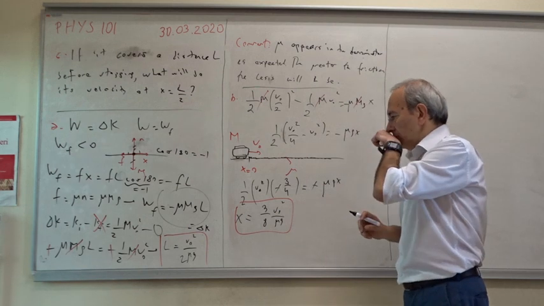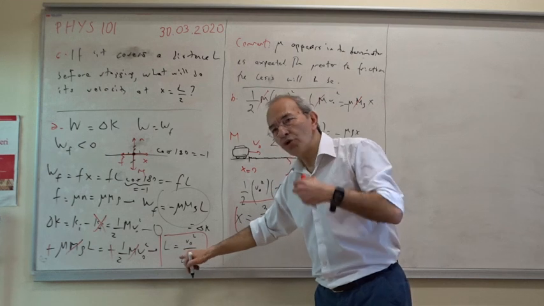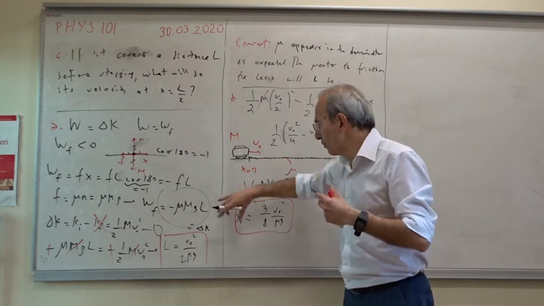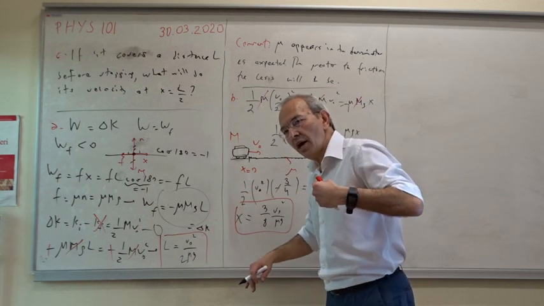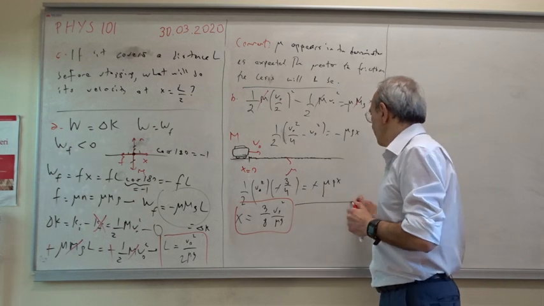Okay? Remember that L is 1 over 2, it is 4 over 8, in other words 4 over 8. This is 3 over 8. Which is 3/4 of the total distance. It reaches the half velocity at 3/4 of the total distance covered.